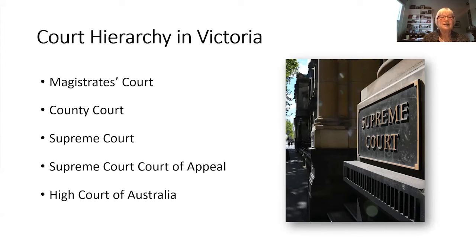So this slide shows the court hierarchy in Victoria with a very nice picture of the front of the Supreme Court. So it goes from the bottom, the Magistrates Court, the County Court, Supreme Court, Court of Appeal, and then the High Court of Australia. So if you want to appeal, if you don't like your conviction or sentence in the magistrate, you can appeal to the County Court. At the moment, you can appeal as of right. That is, you don't have to give any reason. You can just go to the County Court and say, I don't like it. And the County Court deals with it as if it never happened in the Magistrates Court effectively.